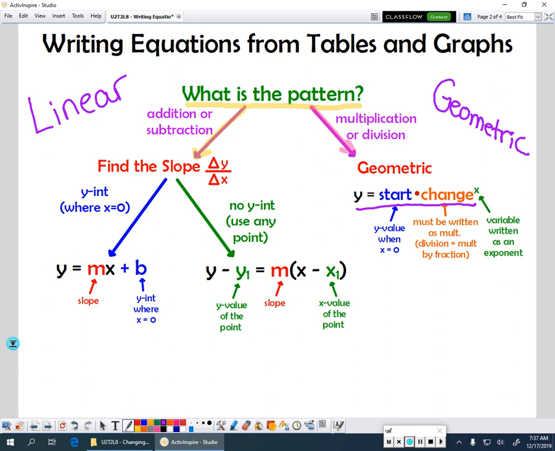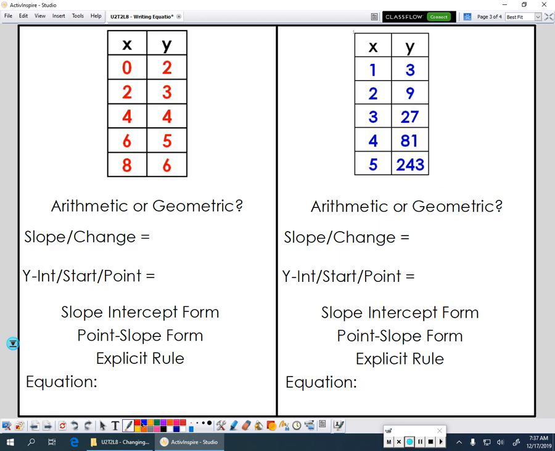If you have a linear equation, you actually have two choices. You can write your slope-intercept form or your point-slope form. And that's all going to be based on the information that you have here, whether you have a y-intercept or no y-intercept. So let me show you what we're talking about here. All right, so some questions to think about are listed down below each table here. But the first thing we're going to do is we have to figure out what our pattern is.